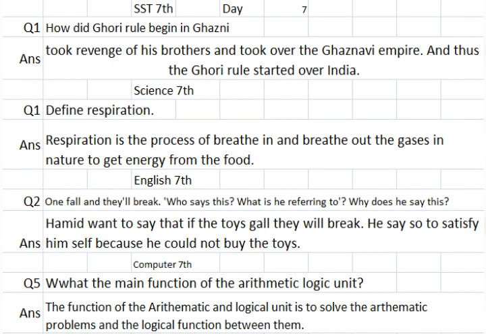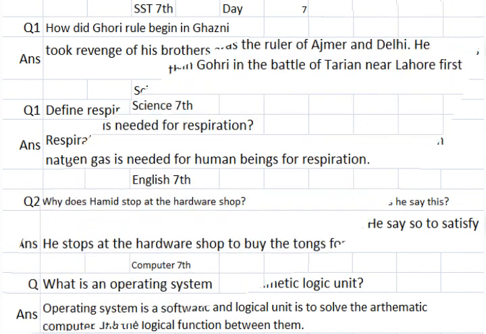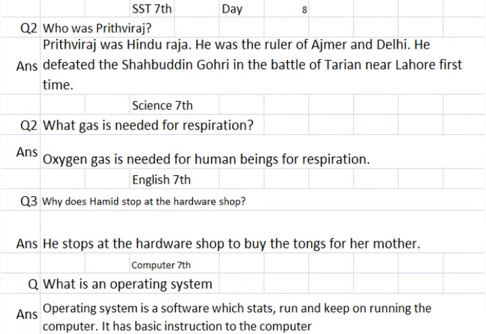Day 8 SST: Who was Prithviraj? Prithviraj was a Hindu Raja. He was the ruler of Ajmer and Delhi. He defeated Salahuddin Ghori in the first Battle of Tarain near Lahore. Science class 7, day 8.